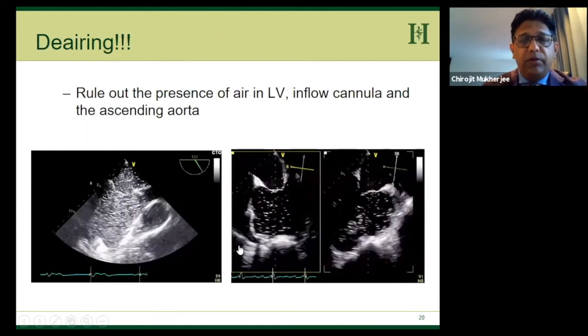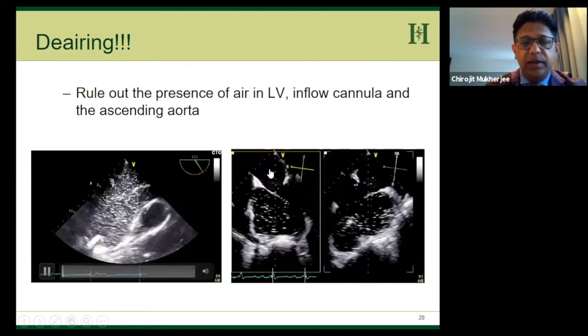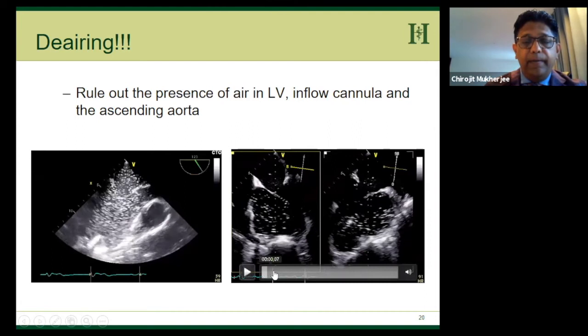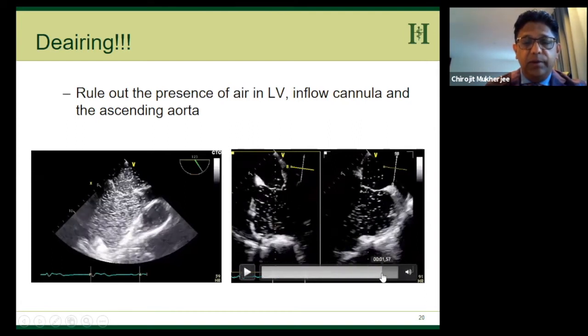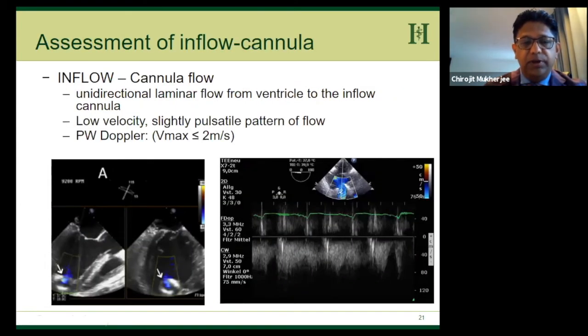So if you are coming off the pump, first of all, rule out the presence of air in the left ventricle, the inflow cannula, and the ascending aorta, because this is something you have to keep in mind. Before you are off bypass, this has to be addressed, before you're out of the bypass and the SS device takes over the hemodynamics.